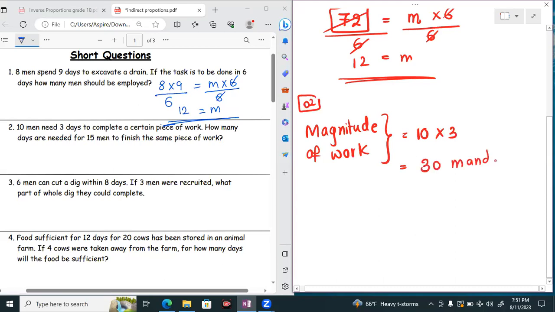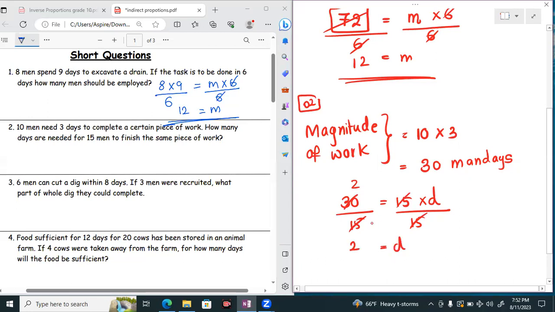Then it is a particular work which takes 30 man days. Okay, that means if one man does this, he takes 30 days to complete this work. How many days are needed for 15 men to finish the same piece of work? Now the number of men is given. It is 15 times D. Okay. Now we don't know the number of days required to complete this work with 15 men. With 10 men it takes 3 days. Then 15 men take 2 days.